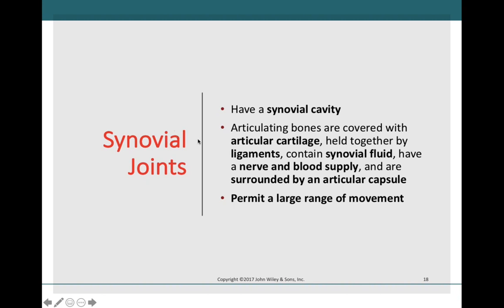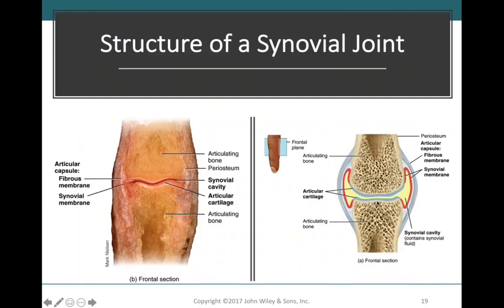Now, every synovial joint will have a synovial cavity, and every synovial cavity has a very specific structure. Inside of the synovial cavity will be synovial fluid. Synovial fluid is going to help to lubricate the joint so that our bones can very nicely slide past one another. There's a lot of movement that can be found at synovial joints. Like I said, all of these are considered diarthrotic joints. We'll have a blood and nerve supply, and we'll also see an articular capsule that can be found at each of these synovial joints.